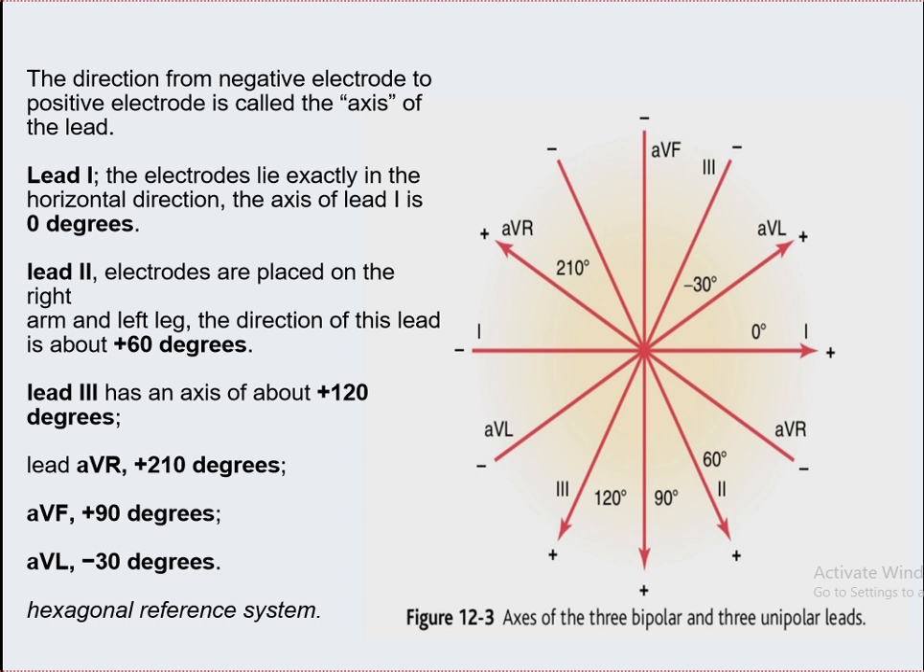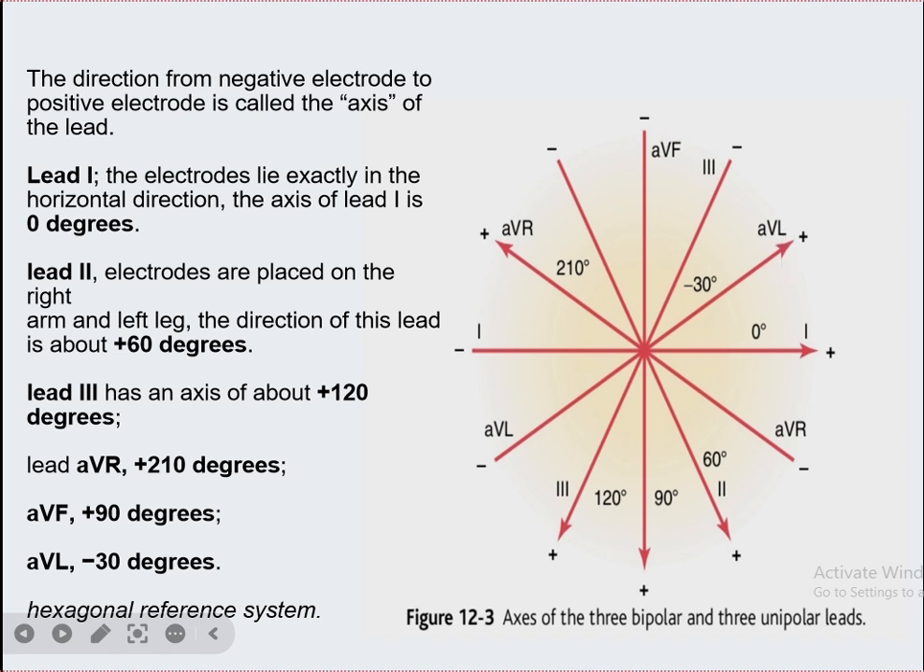Then we look at the augmented leads, how do they come up with their degrees? For the augmented leads, we use 30 degrees. Remember we imagine that the augmented leads start from the middle of the heart, going towards the arms and the leg. So for AVR, you get 30 degrees from the 0 baseline. Then for the AVL, it will be negative 30.